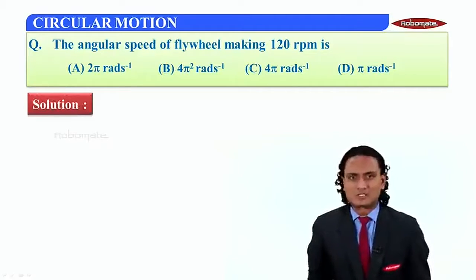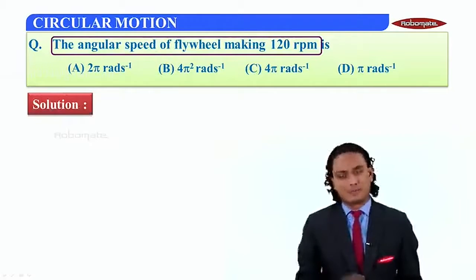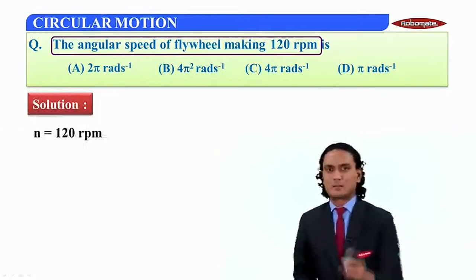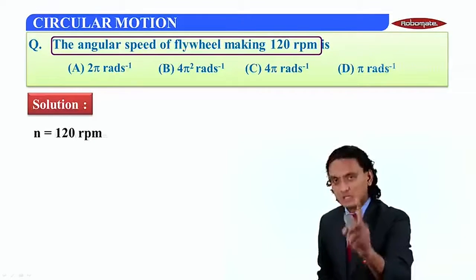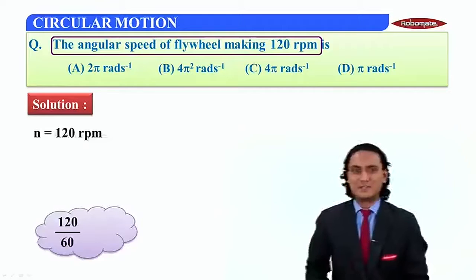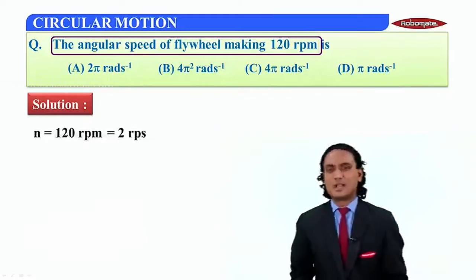What's given? The angular speed of a flywheel making 120 RPM. So frequency is given, 120 RPM. You have to convert it to RPS, so you divide it by 60. 120 upon 60 is 2 RPS. So n is equal to 2 RPS.